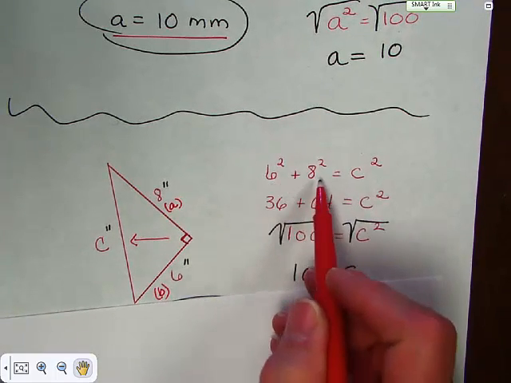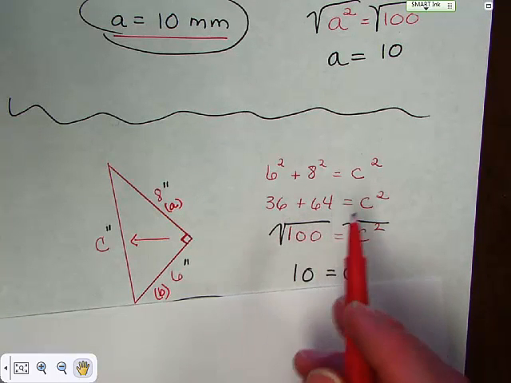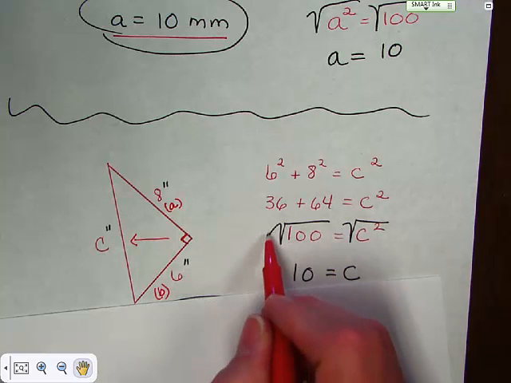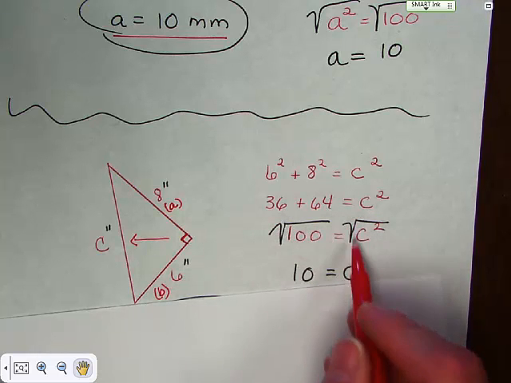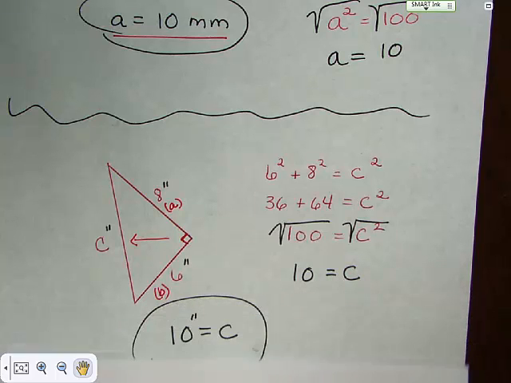6 squared plus 8 squared equals C squared. 36 plus 64 equals C squared. 100 equals C squared. Take the square root of 100, take the square root of C squared. You end up with 10 equals C. 10 inches equals C, and we're done. Now, that wasn't so tough, was it? Pythagorean theorem is a fun thing to do.